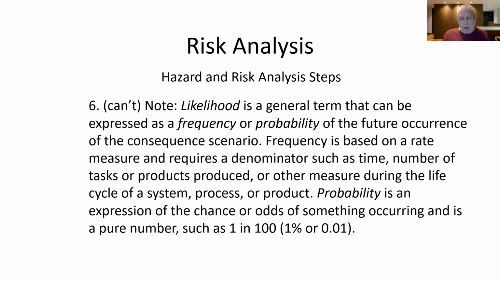Note, likelihood is a general term that can be expressed as a frequency or probability of the future occurrence of the consequence scenario. Frequency is based on a rate measure and requires a denominator, such as time, number of tasks or products produced, or other measure during the life of the system, process, or product. Now, frequency means a rate, means a denominator, such as miles per hour or units per day. That's your denominator, the hour of the day. Probability is an expression of the chance or odds of something happening, and it's usually a pure number, such as 1 in 100, which is the same as 1%, or 0.01. All three of those can be the same thing.